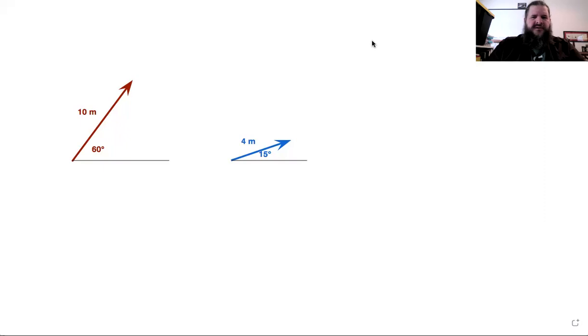Okay, vectors. Let's say we have these two vectors. And by vectors, we just mean this quantity with a magnitude or length, a size, and a direction it's pointing. For example, this vector would be a magnitude of 10 meters and a direction usually listed as an angle of 60 degrees. Let's label these vector R1 and vector R2.